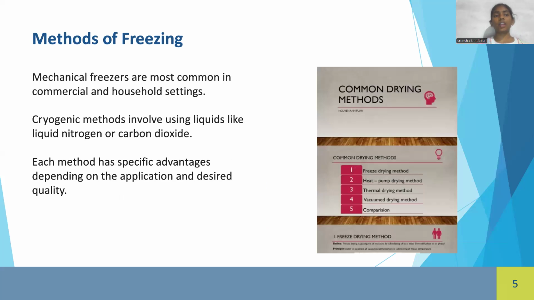Methods of freezing. Mechanical freezers are most common in commercial and household settings. Cryogenic methods involve using liquids like liquid nitrogen or carbon dioxide. So here are the common drying methods mentioned. They are freeze drying method, heat pump drying method, thermal drying method, vacuum drying method, and the last one is comparison. Each method has specific advantages.